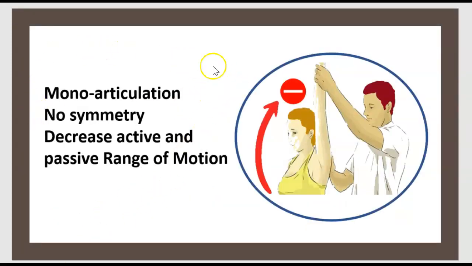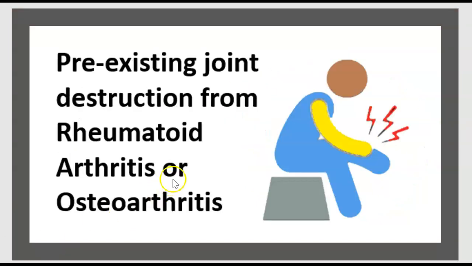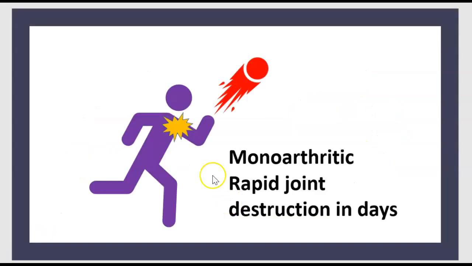Remember, it's monoarticular, no symmetry, and there is a decreased active and passive range of motion. There is often a pre-existent joint destruction from rheumatoid arthritis or osteoarthritis. Remember, the onset is so rapid, the destruction could happen in a day.